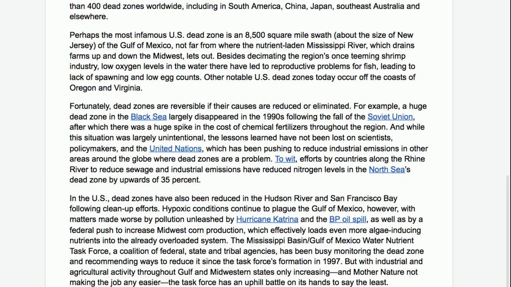The Mississippi Basin Gulf of Mexico Water Nutrient Task Force, a coalition of federal, state, and tribal agencies, has been busy monitoring the dead zone and recommending ways to reduce it since the task force's formation in 1997. But with industrial and agricultural activity throughout Gulf and Midwestern states only increasing, and Mother Nature not making the job any easier, the task force has an uphill battle on its hands, to say the least.